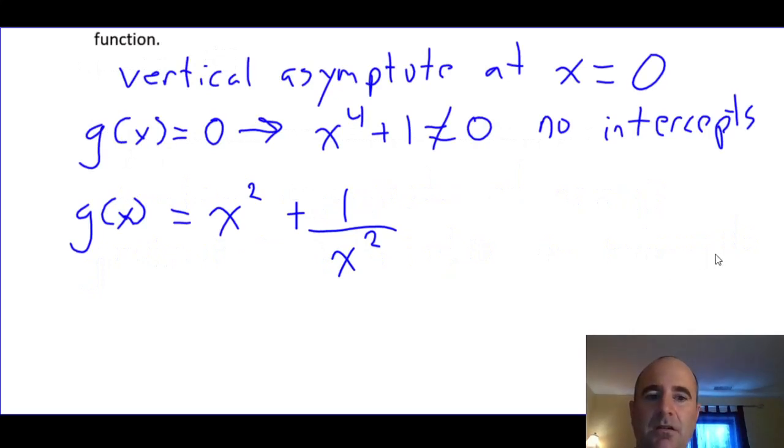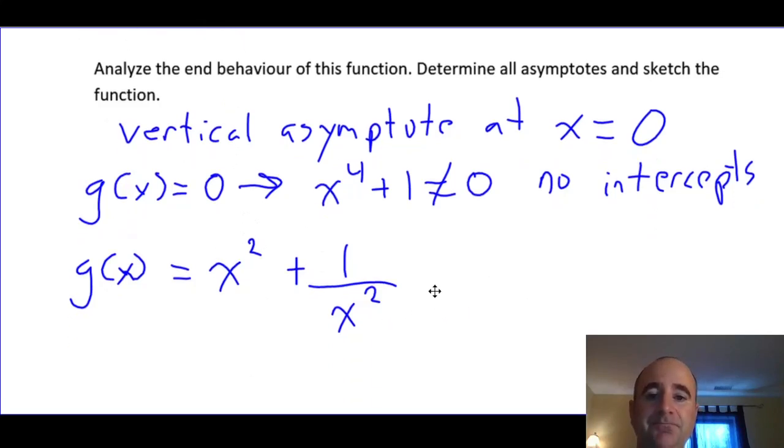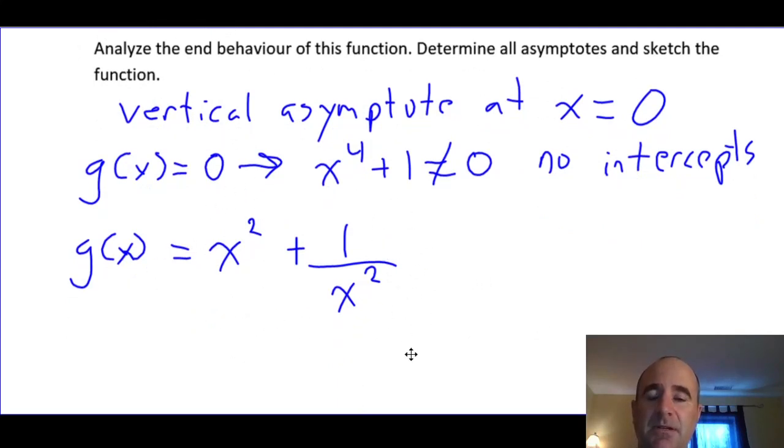So taking x squared, dividing x to the power 4 by x squared gives you x squared, then dividing 1 by x squared gives you 1 over x squared. So we've written this as a sum of functions as well. Now let's think about what happens as x gets really, really big. As x gets really, really big, this portion of the graph becomes closer and closer to 0. Okay, but that's what happens.